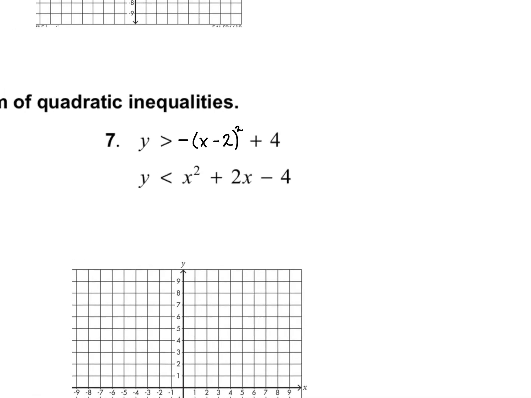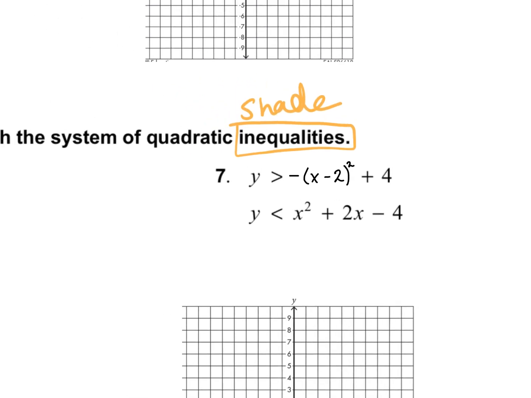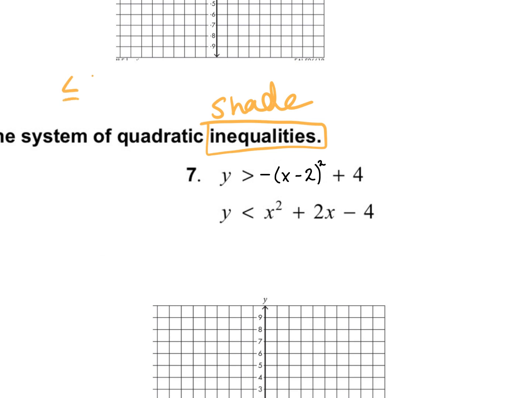So here we are graphing inequalities. When we see the inequalities, what do we need to remember to do here? Shade. And also, if we have a less than or equal to or greater than or equal to, what type of graph are we going to have? A solid graph. So a solid parabola. If we have a greater than or less than, what type of graph do we have here? A dotted parabola. So number 7 is a good one because we have both forms going here.